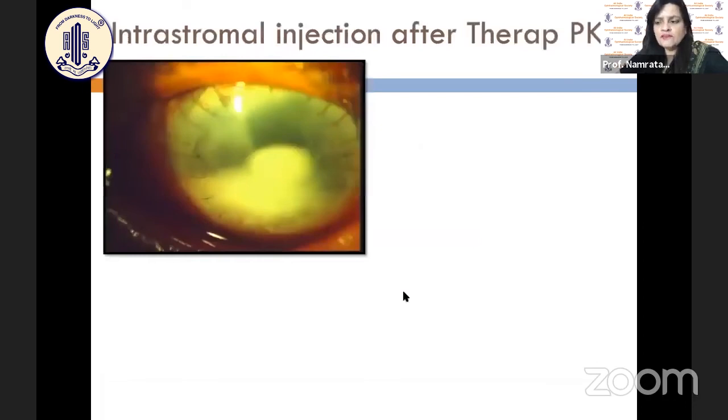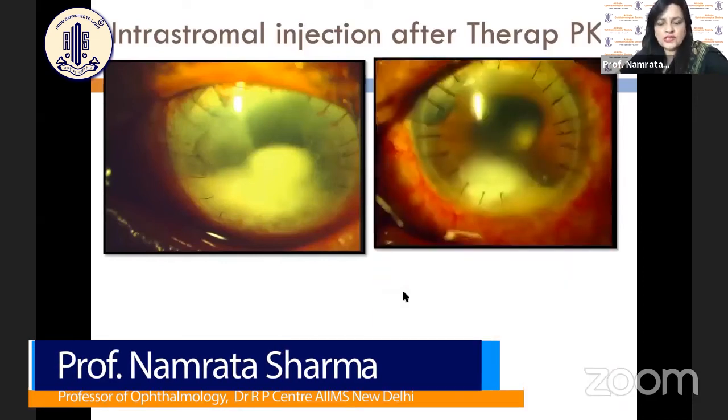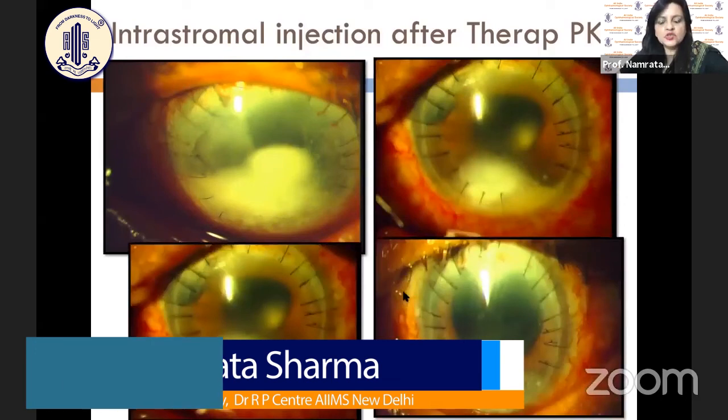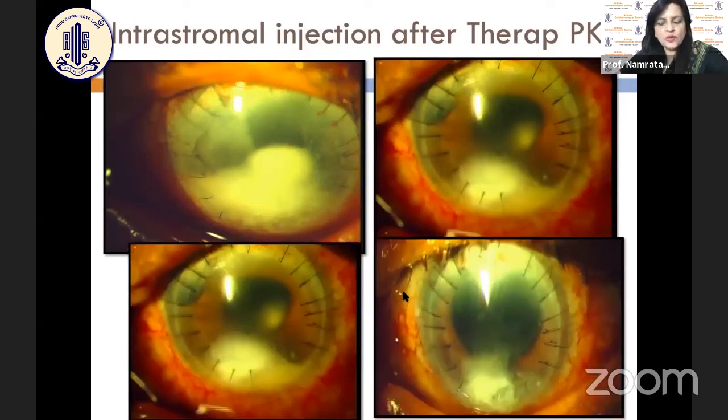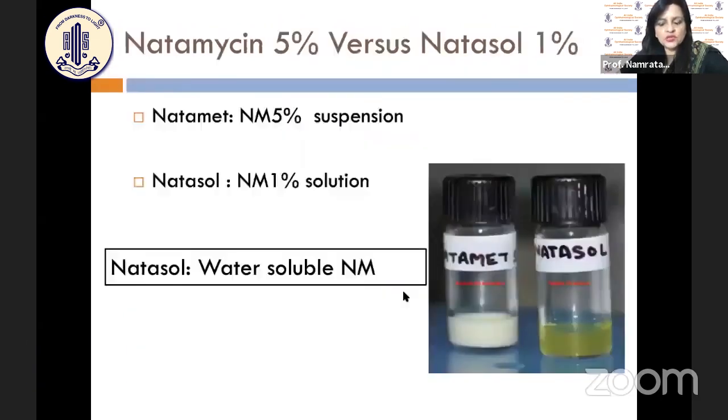Now, sometimes you may have to resort to more than one. You have to do a multi-prong attack. This was a case of therapeutic keratoplasty where again reinfection occurred, and then again intrastromal injection was given. So sometimes one weapon doesn't work. It has to be more than one, and this I've talked about.